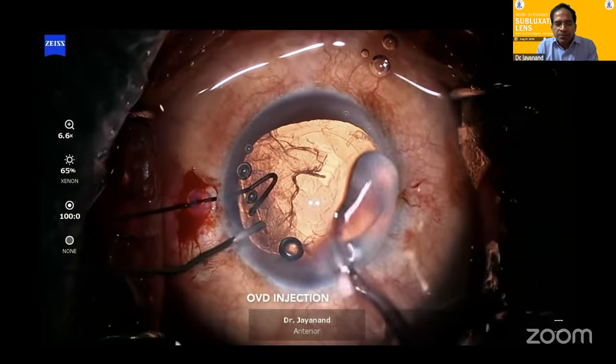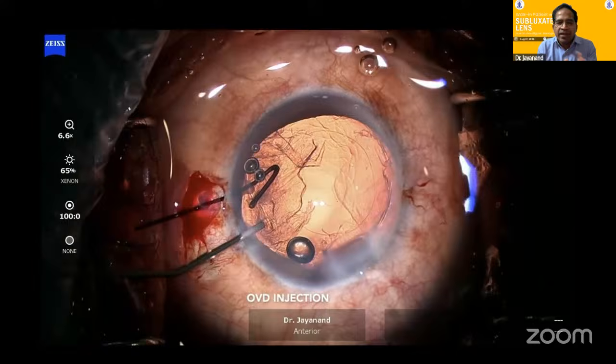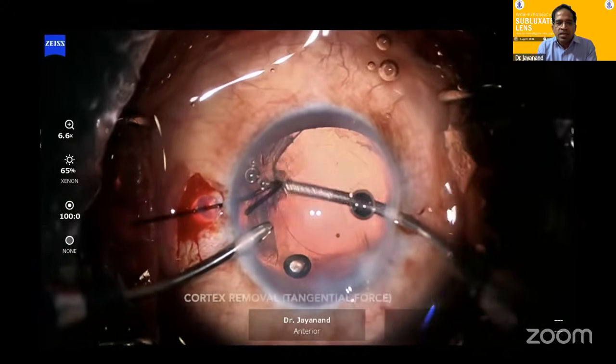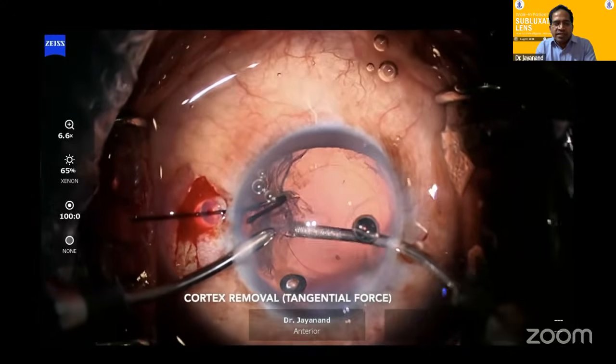And again, as mentioned by Dr. Vijay, every time you have to form the chamber whenever you come outside the anterior chamber, so that you avoid the anterior chamber fluctuation.